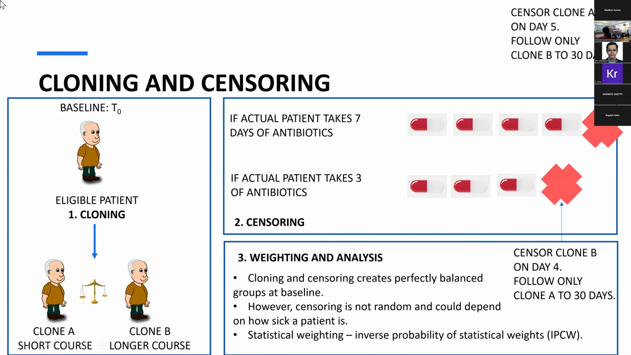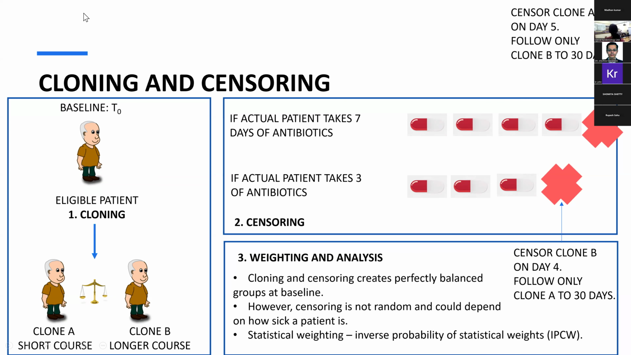Similarly, if the actual patient has taken 3 days of antibiotics and then they stop, which clone has been violated? The long-course clone has been violated. So I will censor the long course clone and I will only follow up the short course clone. So in truth, I have only 2 clones who have entered the study. One clone I stopped when they deviated from their protocol based on what the patient is actually doing in real life, and the other clone I continue to follow up. This is cloning and censoring.